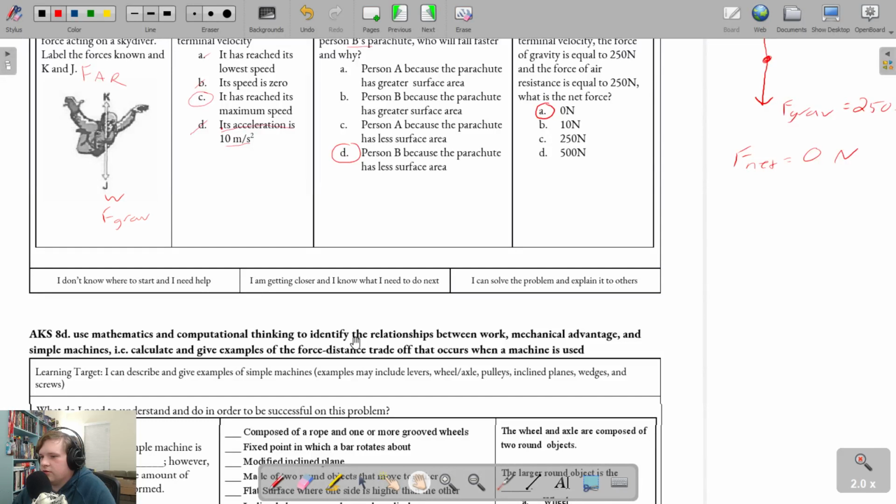Alright, and we're done with AKS 8C. So we are done looking at mass and gravitational force. We are now moving on to our next one. So, let's pause here. Any questions you have over 8C, free fall, or terminal velocity, put them in chat now so I can answer them before we move on to work and simple machines and mechanical advantage.